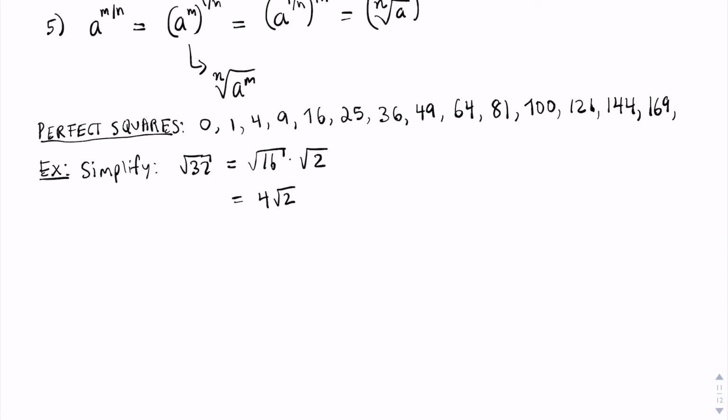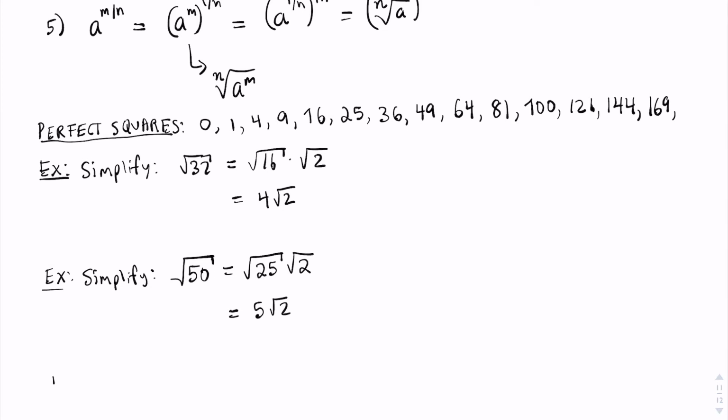And here's another example. Say we want to simplify the square root of, let's choose, 50. What is the square root of 50? Well, the largest perfect square that goes into 50 will be 25, so this will be the square root of 25 times the square root of 2. And then the square root of 25 is 5, so this will be 5 square root of 2.